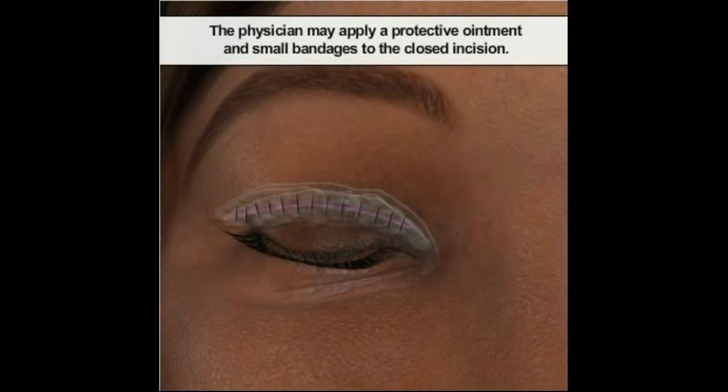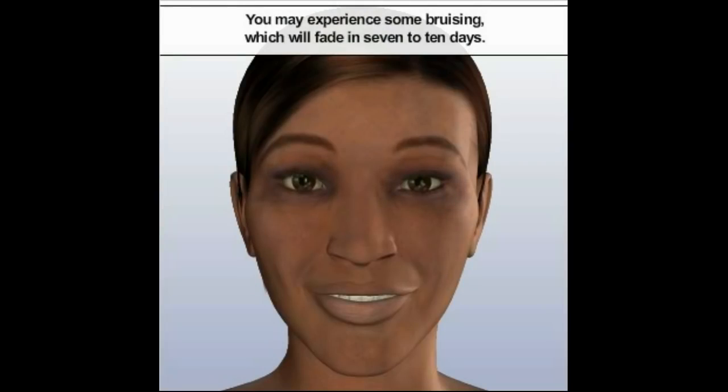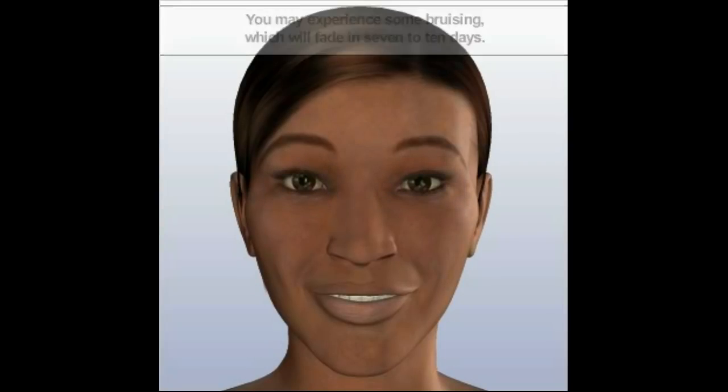The physician may apply a protective ointment, and in some cases, small sterile bandages to keep the incisions moist and promote proper healing. As with any surgical procedure, you will likely experience some discomfort, swelling, and bruising, which can be alleviated with cold compresses and pain medication. Non-absorbable sutures are typically removed in 5 to 7 days, and you will begin to notice an improvement in the bruising around your eyes in 7 to 10 days. Although you will feel well enough to return to work in approximately a week, you should continue to avoid strenuous activity, such as heavy lifting or exercise, for at least 2 weeks following the procedure.